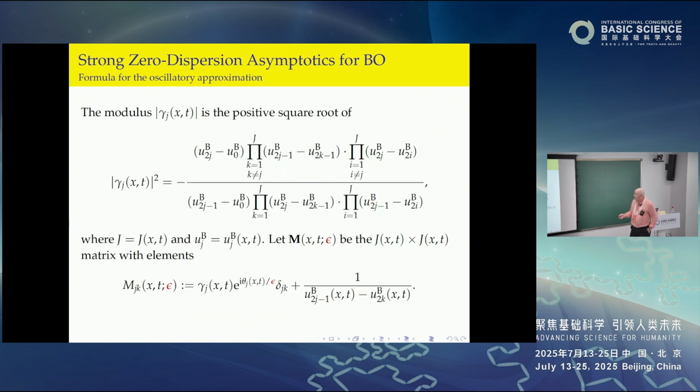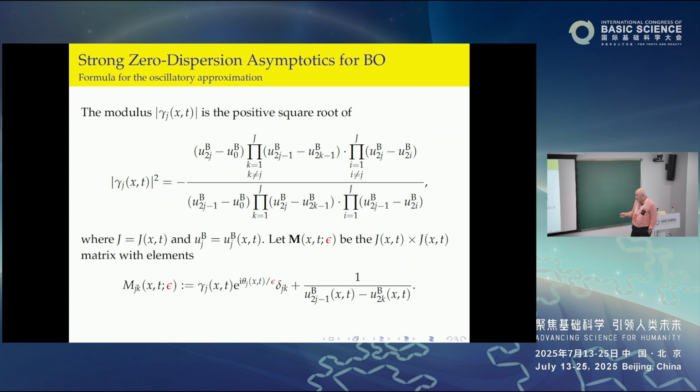The modulus of gamma j is the square root of this expression on the right-hand side, and it's just built up out of those Burgers branches. Products of differences of the Burgers branches, but it's an explicit formula. This right-hand side is always positive, so there's no problem defining the square root of it as a positive quantity. That's the modulus of the gamma j.